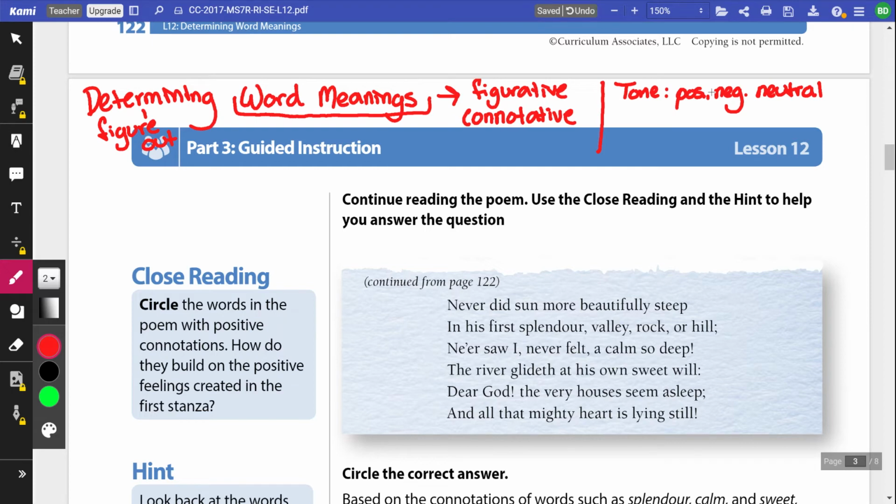Okay. And whenever we are also dealing with figurative and connotative word meanings in language, we need to think about word choice. Is the word choice strong? Is it weak? Is it somewhere in the middle? Word choice is going to help us figure out the meaning of those words, and it will also help us determine tone. So I'm going to make myself a note down here for strong and weak word choice.